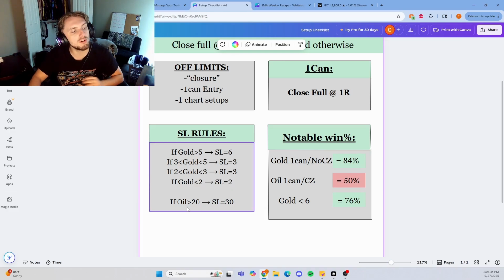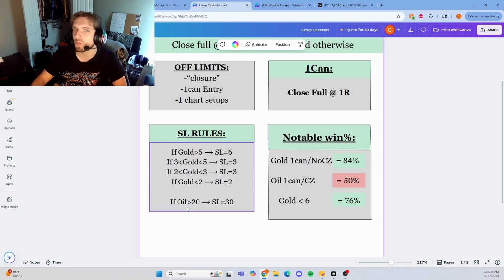And then for oil, if it's above 20, I am moving it to 30. Unless it's like 21 or 22 and I'm kind of stretching it, I think it doesn't need to be that big, then I'm going to move it to 20. But if it's like 21, 22, and I'm making the stop loss a little too tight, and in reality it should be like 24, that's when I'm going to move it to 30.